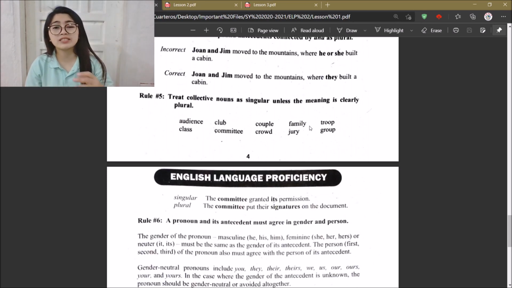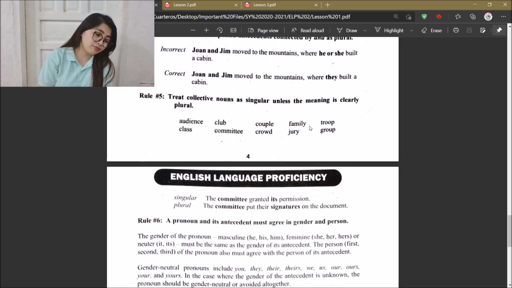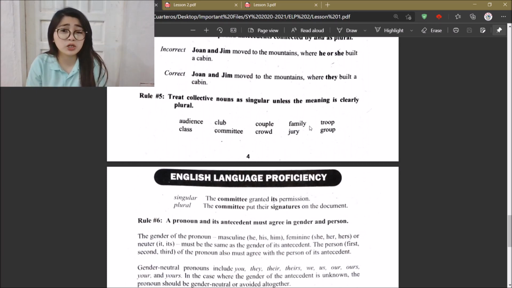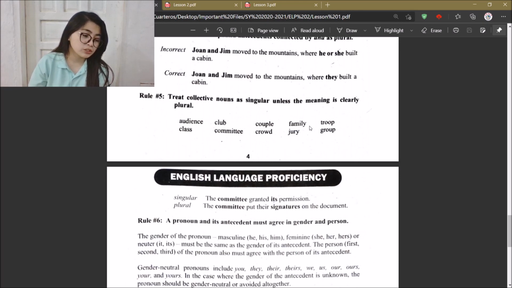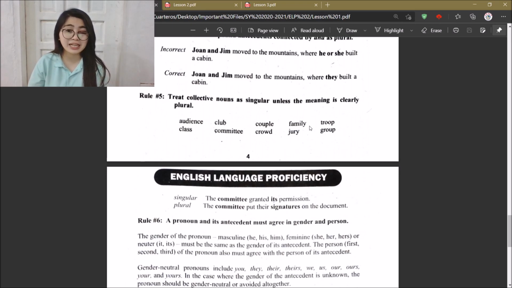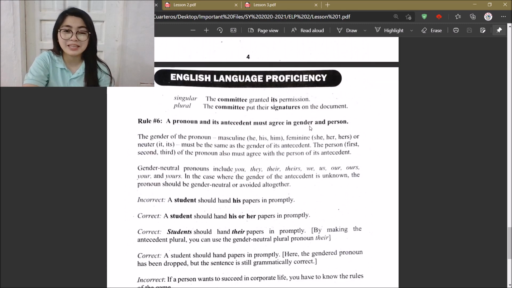Next, we have rule number 5. Treat collective nouns as singular unless the meaning is clearly plural. Ano ba yung collective nouns? So, ito yung mga group nouns natin. We have audience, class, club, committee, couple, crowd, family, jury, troop, group. So, it would use a singular unless the meaning is clearly plural.